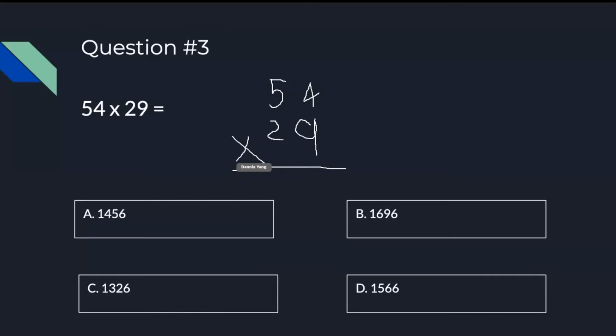9 times 4, or 4 times 9, is 36. So I do a 6 here, and then a 3 here, and then 5 times 9 is 45. So 45 plus 3 is 48. So I just do a... Very good.